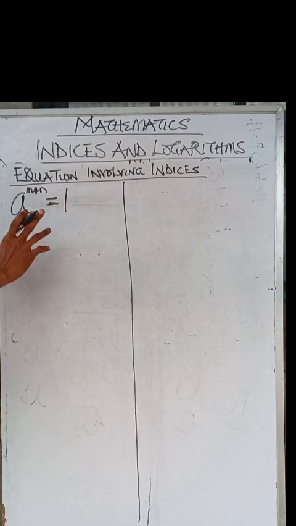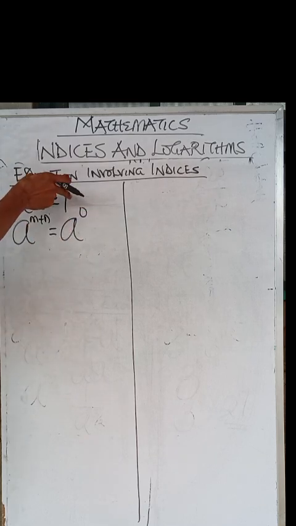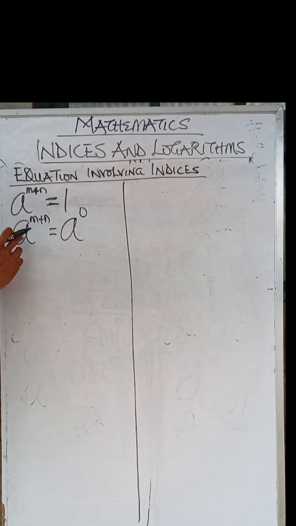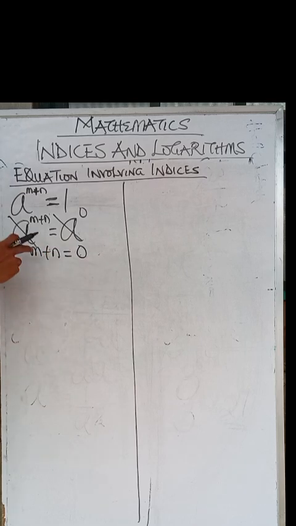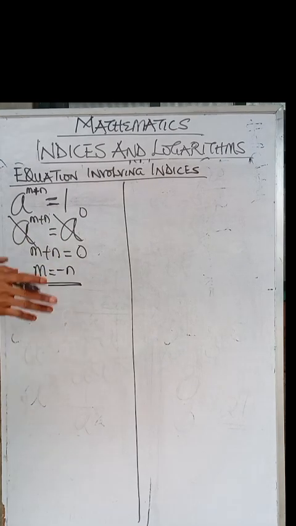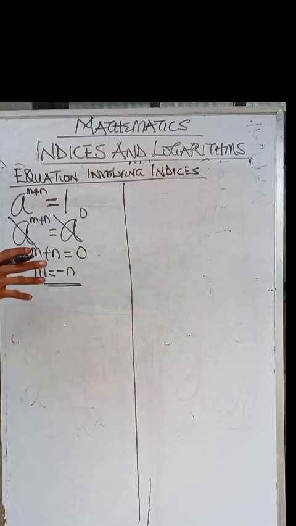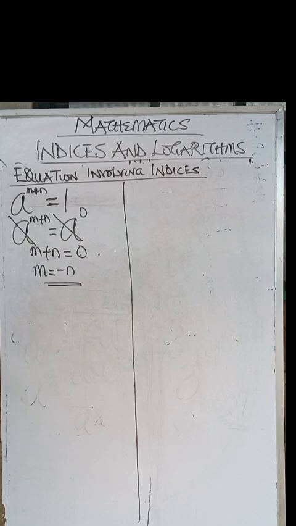Applying one of the laws of indices, this is 1. So we can rewrite it as a exponent m plus n must be equal to a exponent 0, because a exponent 0 is 1. Since these two are equating and the bases are the same, we can cancel out the base. So we have m plus n is equal to 0, or m is equal to negative n. So the basic law of equations involving indices is equating two indices: if the bases are the same, you cancel out, then you simplify the expression.